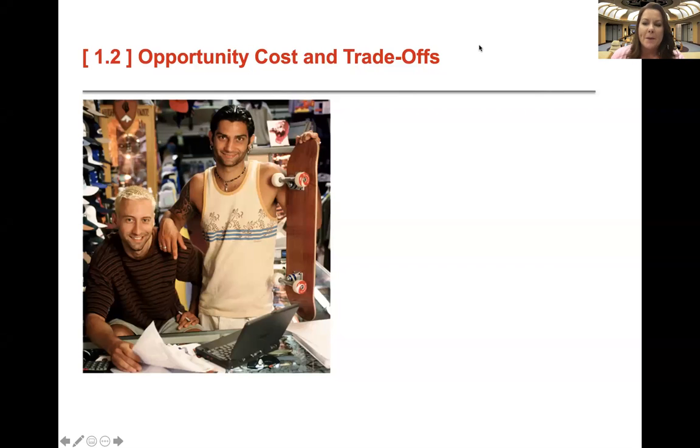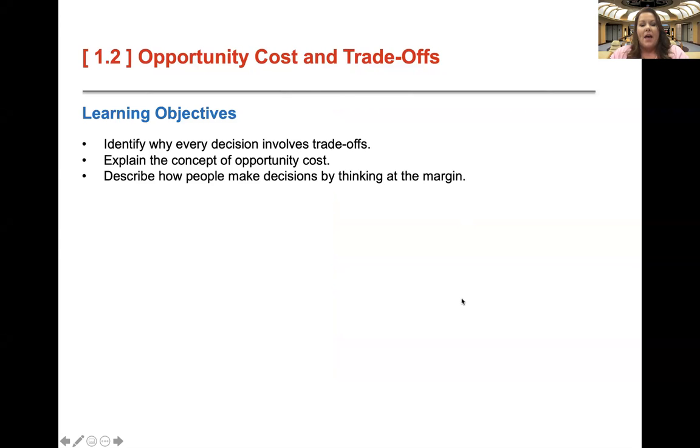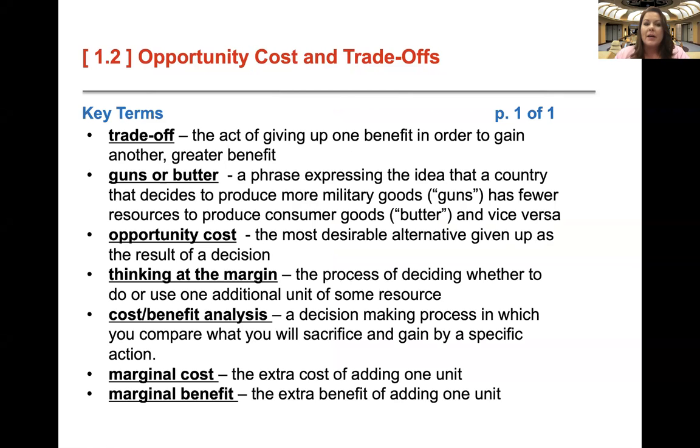Welcome to topic 1.2. We're going to start talking about opportunity cost and trade-offs. Yay. So our objectives are going to be to identify why every decision involves a trade-off, what is opportunity cost, and then we're going to talk about how you make decisions by thinking at the margin. And I get it. You're probably going, but once we talk about it, you're going to realize you've been doing this all along.